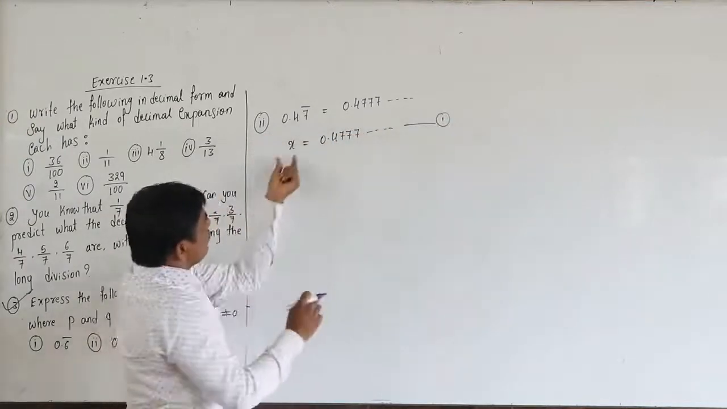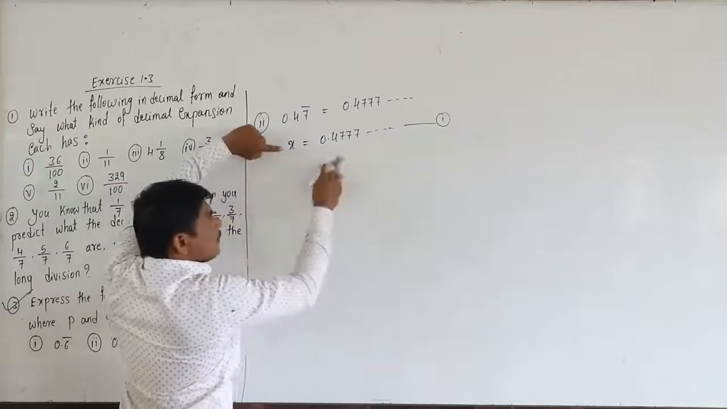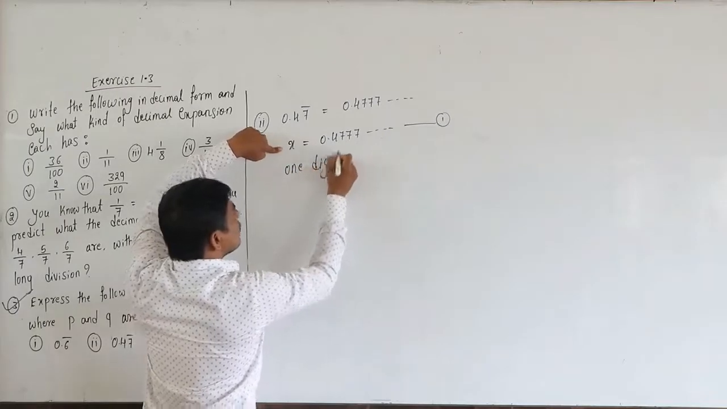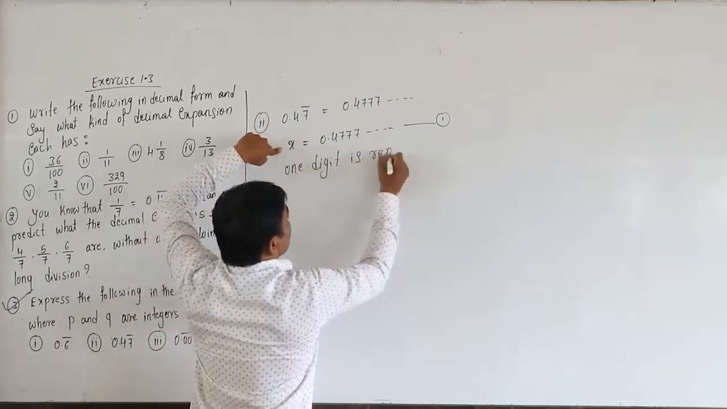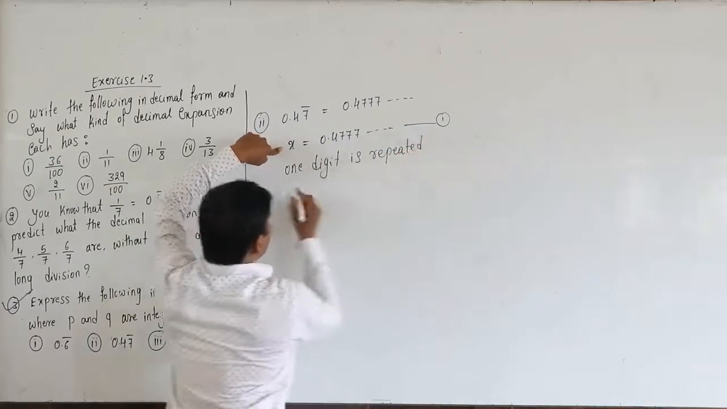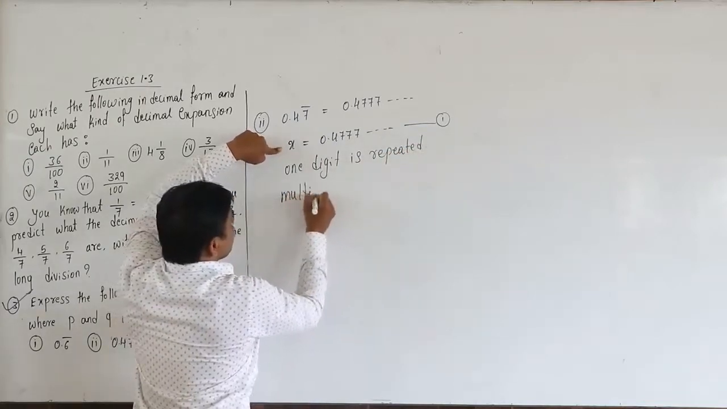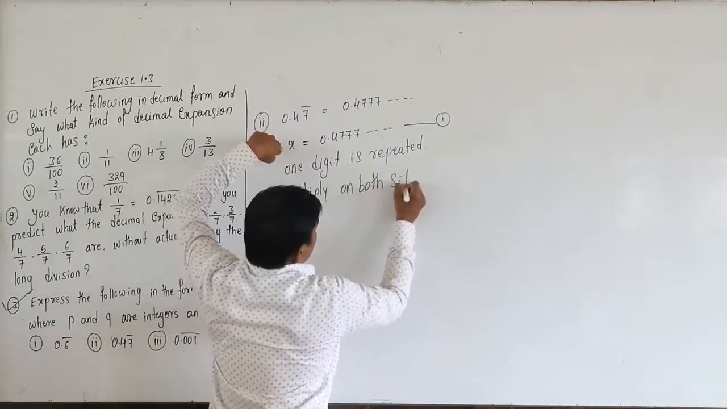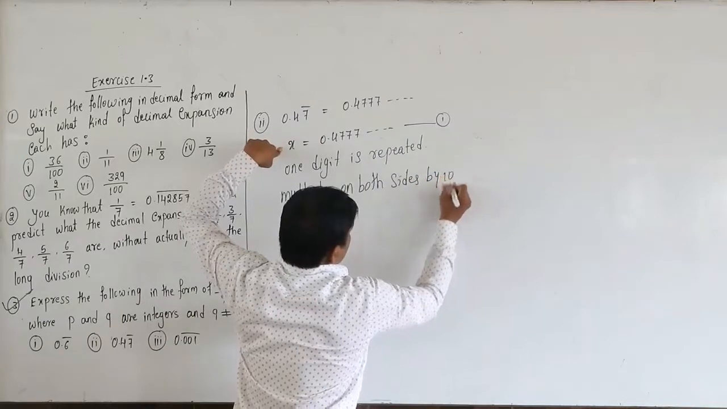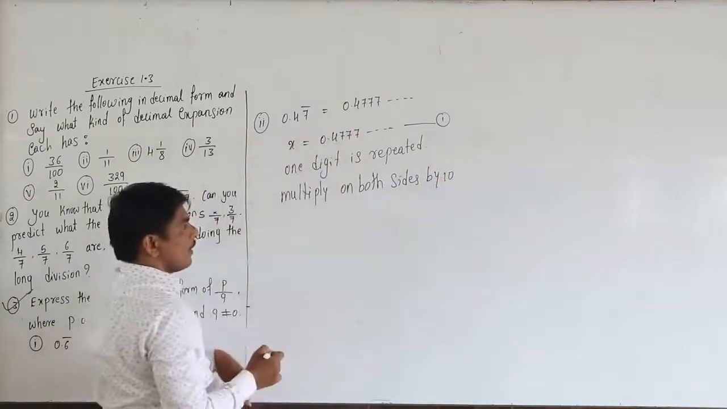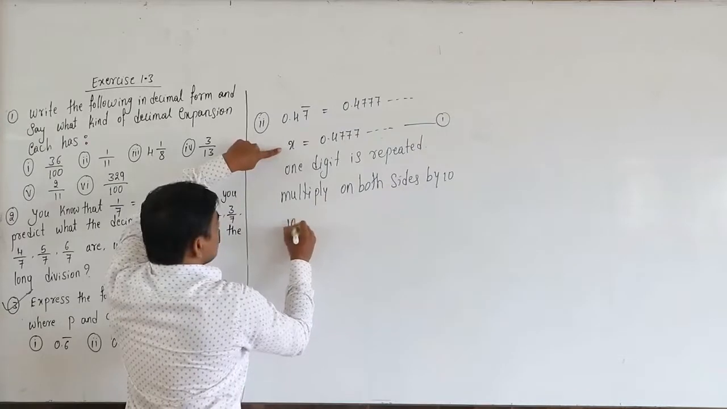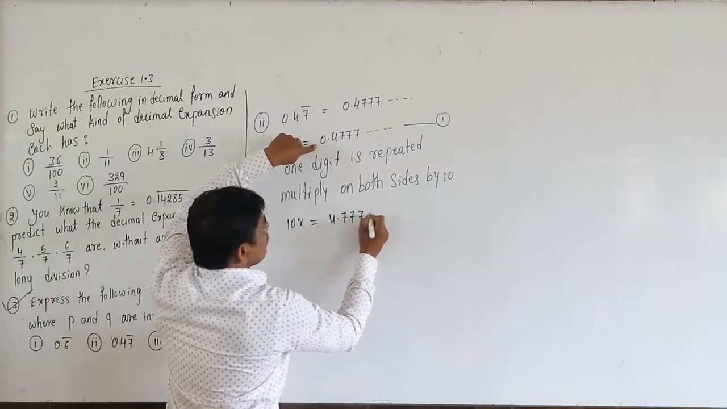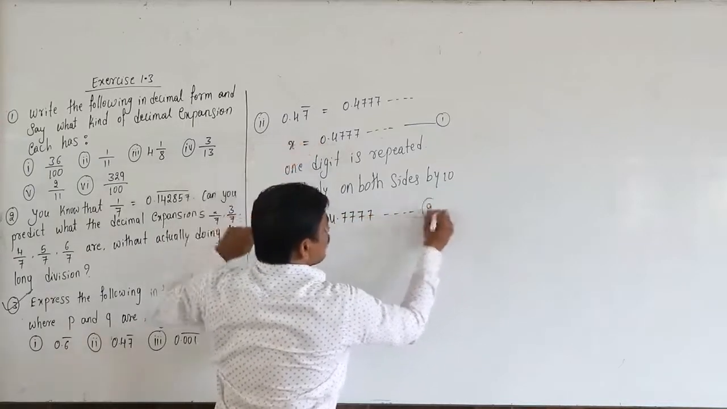And again, how many digits are repeated? Only one digit is repeated. Then you multiply on both sides by 10. Then the similar procedure you have to follow. How? See here, multiplying, 10x is equal to 4.7777 and so on. This is equation number 2.